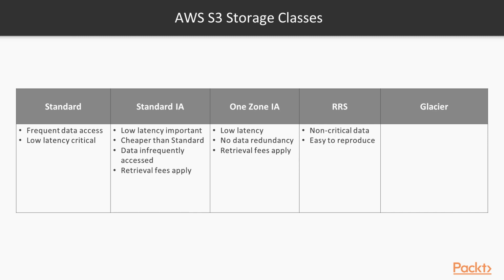The RRS model is for non-critical data, like reports from last year or logs from your application in the past 90 days. With the RRS model, the data is easy to reproduce for AWS, so you can get it back easily. And finally, Glacier is the cold storage for S3. It is basically for long-term data archival purposes, and retrieval requires at least 5 to 6 hours minimum. It is the cheapest storage solution because it doesn't really cost AWS anything.